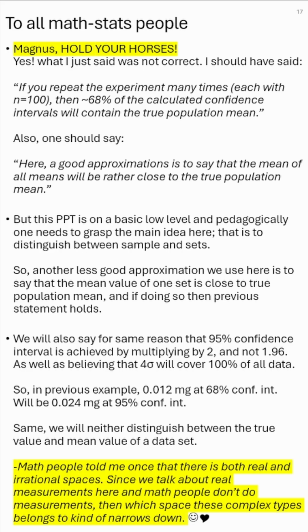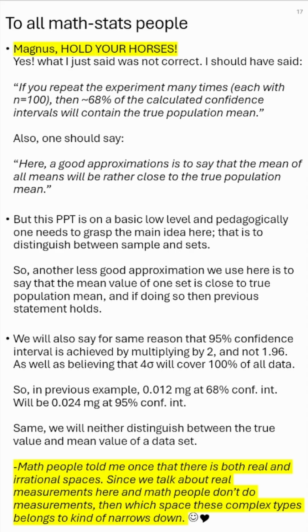And that's the reason in the previous example I said that the standard error of 0.012 at 68% confidence interval just becomes twice 0.012, 0.024 milligram at 95% confidence interval. And it's the same thing. We will not distinguish between the true value and the mean value of the data set. So that's beyond the scope of this presentation.